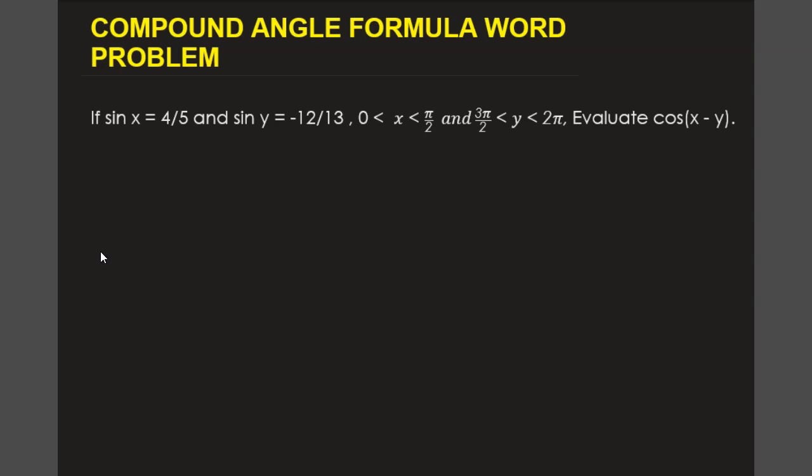Hey guys, in the previous video we learned what compound angle formulas are and how to apply them. In this video we're going to do one more application problem of the compound angle formula. Let's read the question first.